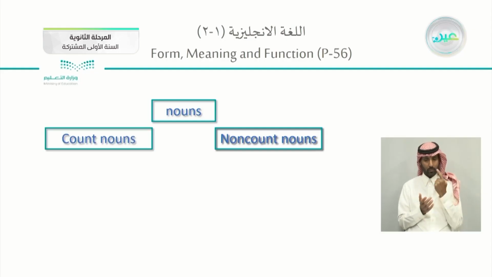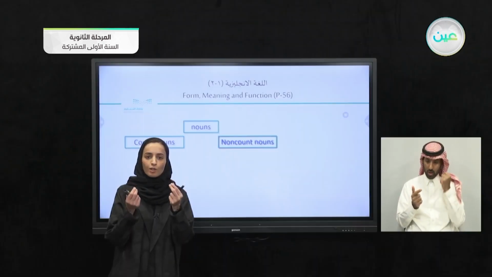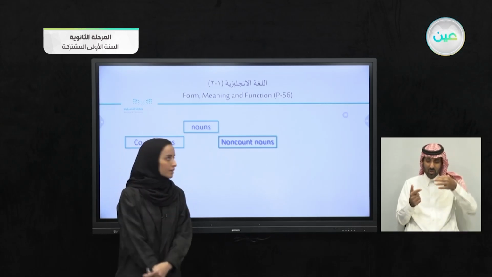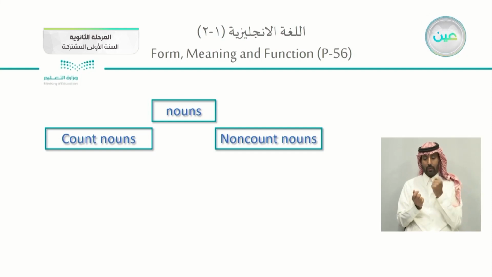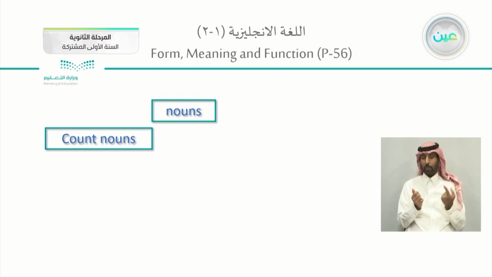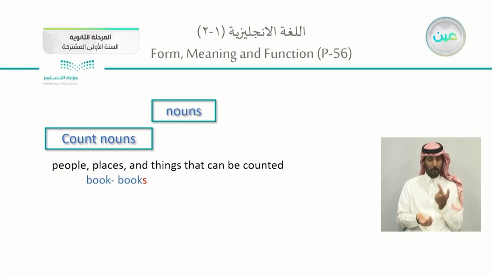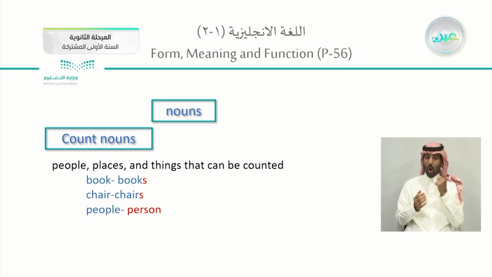So nouns in English are actually of 2 types. They are the count and the non-count nouns. Something I can give a number, another one it is mass. Maybe you can't see it or you can't hold it. If we're speaking about the count nouns, what are count nouns? Count nouns are people, places, and things that can be counted. So I can say book, books. I can say chair, chairs, and I can say person and people.